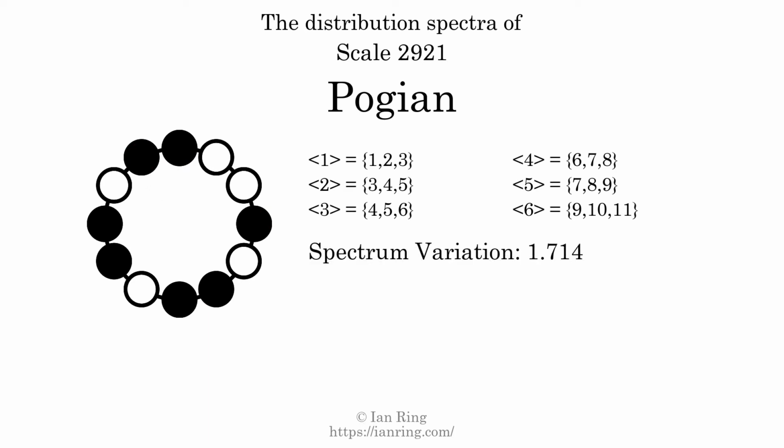The spectrum variation is the sum of all the widths, divided by the number of tones. The spectrum variation of this scale is 1.714. Since the variation is greater than 0, this indicates that the scale is not perfectly even. The highest spectrum width is 2. Since this is greater than 1, we know that this scale is not maximally even.